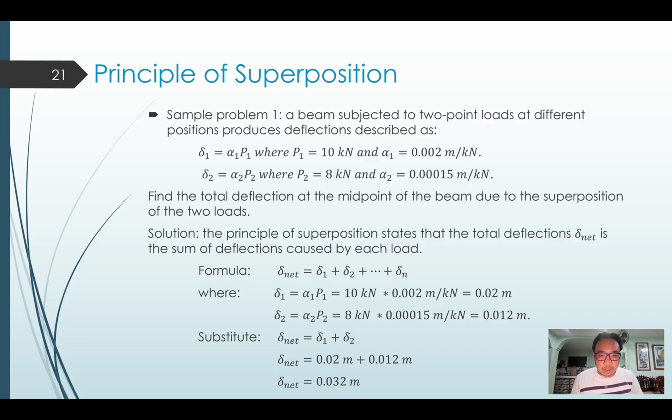Formula: we have delta net is equal to delta 1 plus delta 2, where delta 1, upon computation, will give us 0.02 meter, and delta 2 will give us 0.012 meter. Substituting the known values, you will arrive at delta net, the total deflection. The principle of superposition will give us delta net is equal to 0.032 meter.